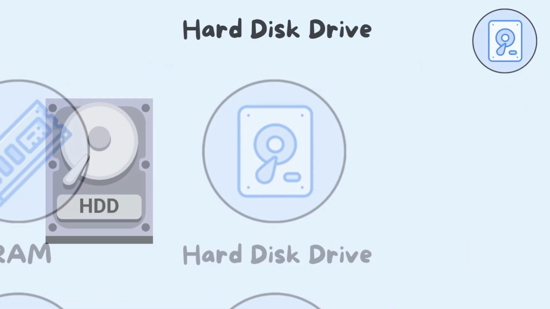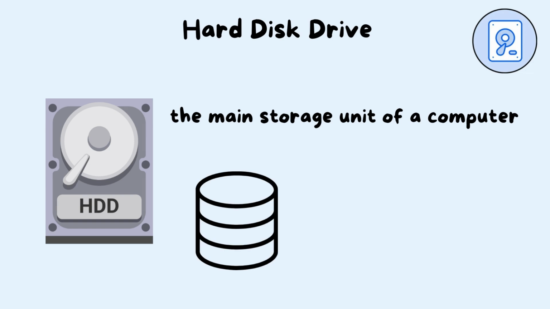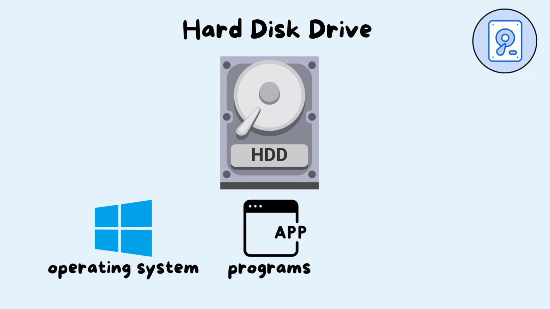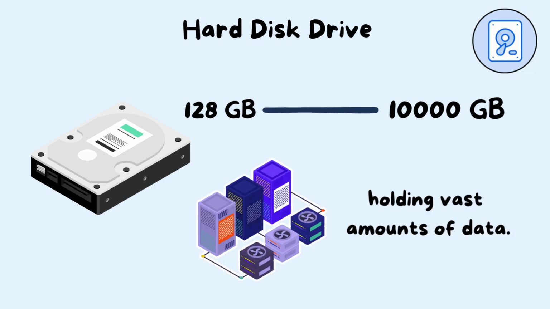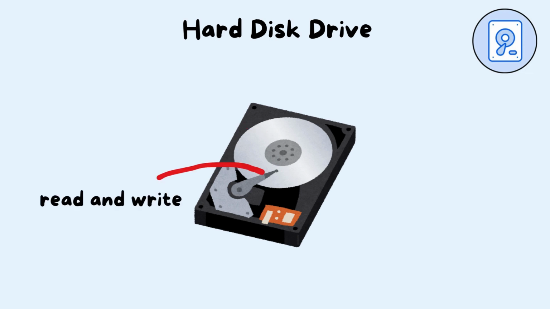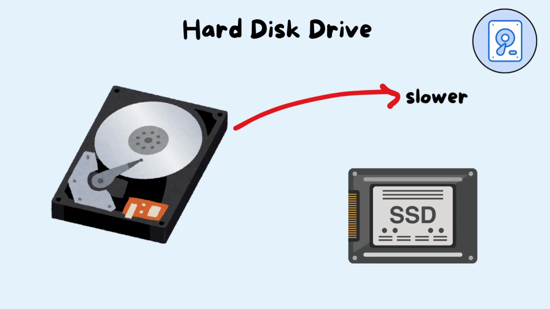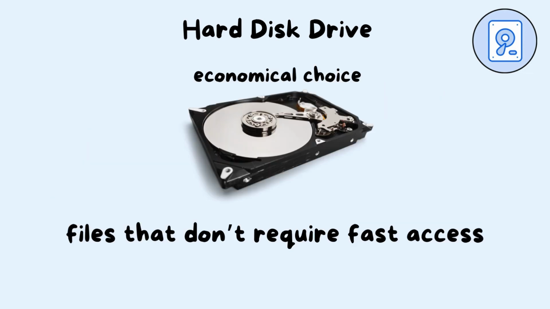Hard disk drive. The HDD is the main storage unit of a computer, responsible for permanently saving all your data, from the operating system and programs to personal files. It offers large storage capacity, making it ideal for holding vast amounts of data. It works using spinning disks and mechanical arms to read and write data, which makes it slower than modern storage like SSDs. Still, it remains an economical choice for storing files that don't require fast access.